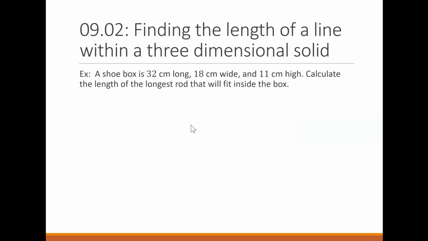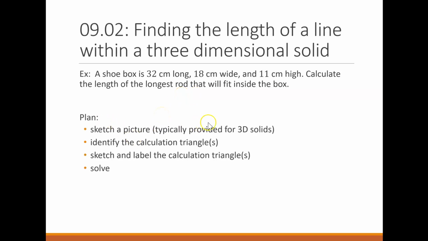All right, so let's start doing some examples of actually solving problems. In general, when I solve a story problem, my plan is to sketch a picture, although typically for questions involving a 3-dimensional solid, that picture would be given to you. Then identify the calculation triangles that would be relevant based on the given information. Typically, I like to sketch the calculation triangle off to the side because the picture gets a little bit busy if I try to draw and label all the triangles inside the same picture. I usually draw the triangle off to the side and then solve for the pieces that you're looking for.